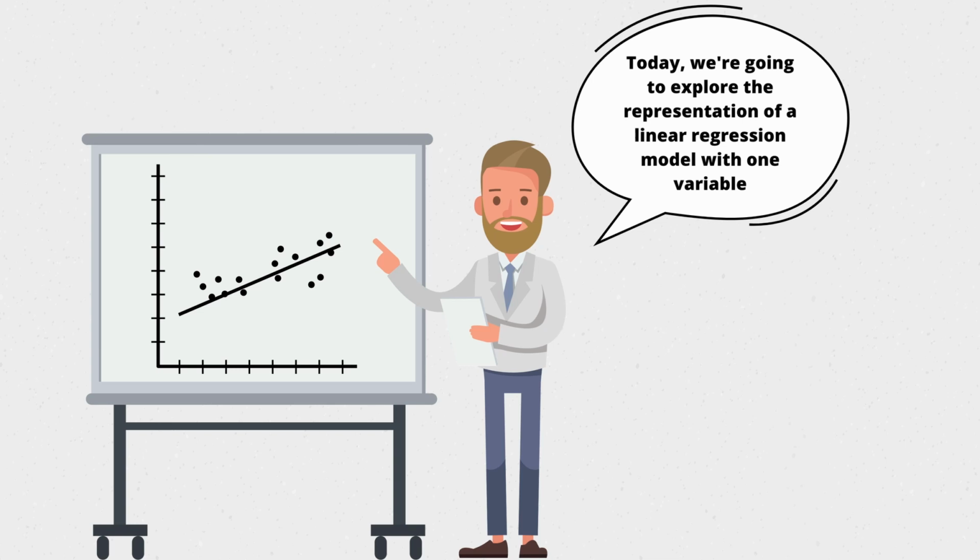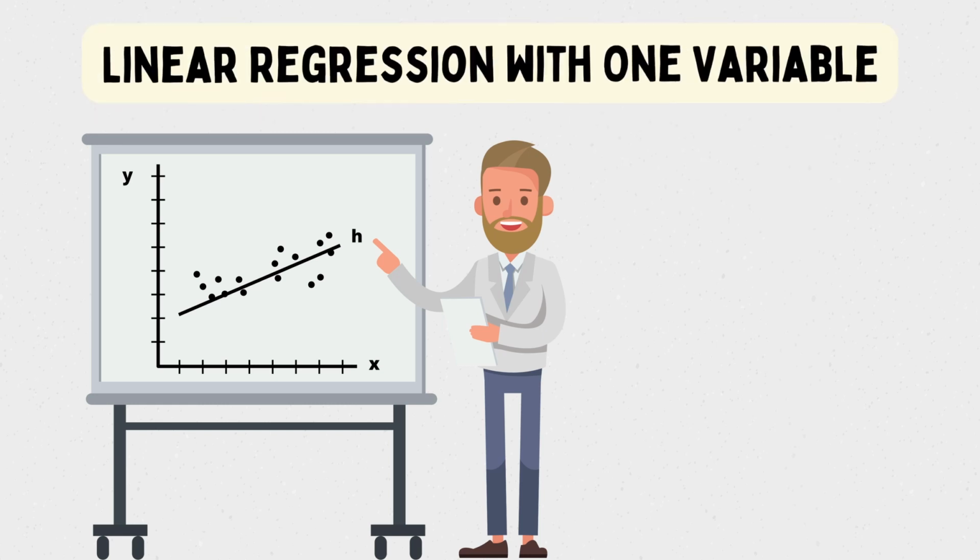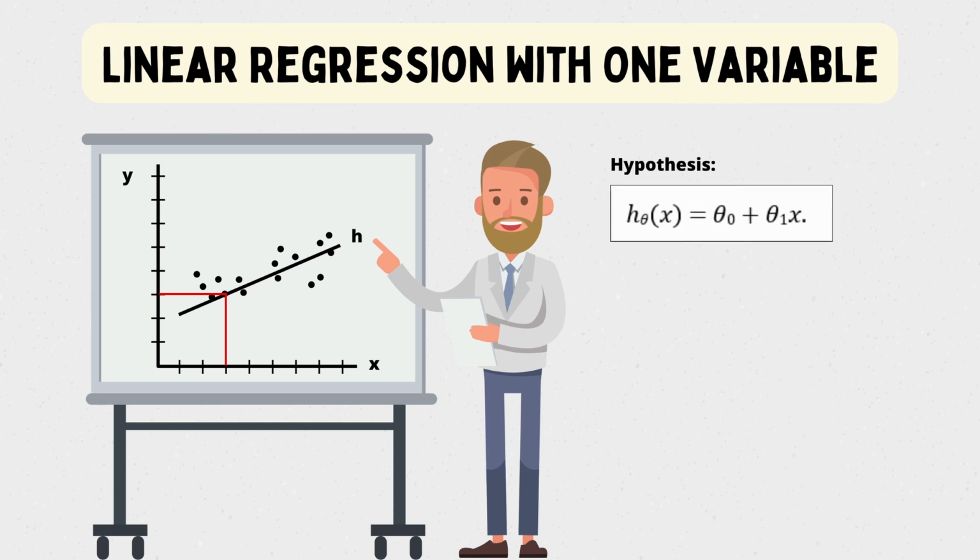We'll break down the fundamental components using the parameters m, x, y, and the hypothesis function h of theta. Our goal is to make accurate predictions based on this model. This is done by the hypothesis. For simplicity, we will start by looking at how a linear regression model with one variable looks.